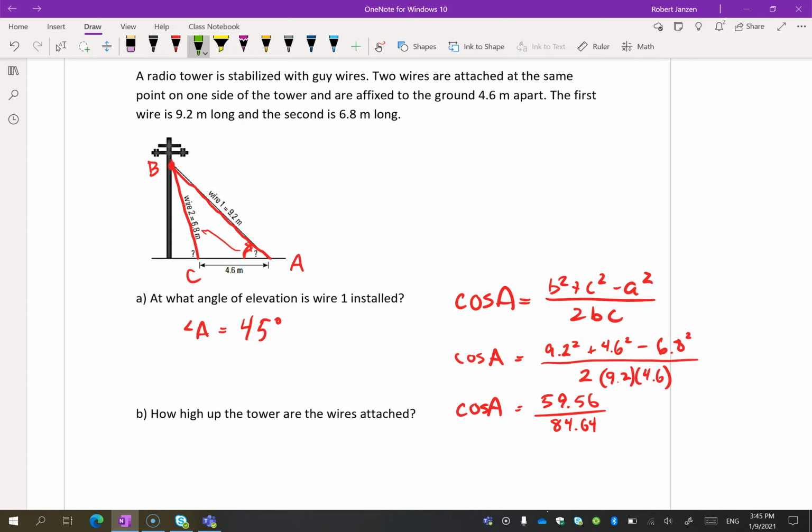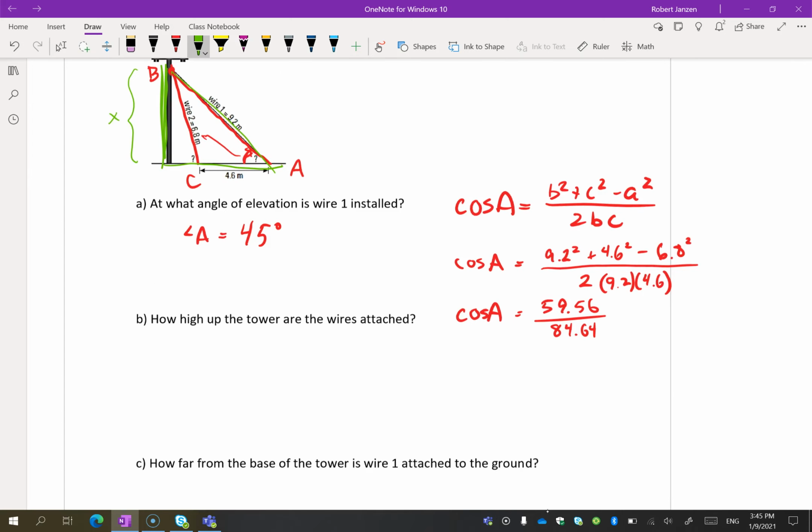Then it says how high up the tower are the wires attached? Well, this is a little bit trickier. We're supposed to find this distance. Okay? So that's not part of our red triangle. So let's make a new triangle. Let's take this triangle and draw it. Now, if we took a close-up view of that triangle, this one turns out to be a right triangle. Okay, we have 9.2, and we now have this angle. It's 45 degrees.